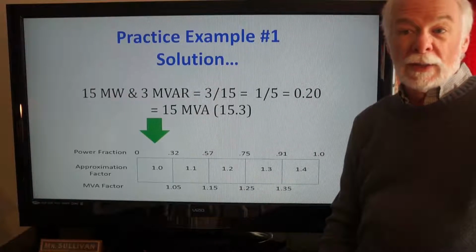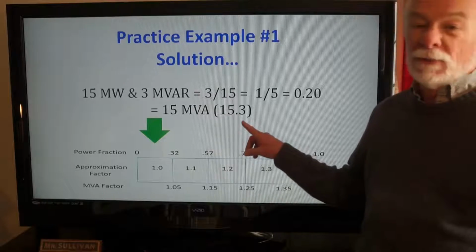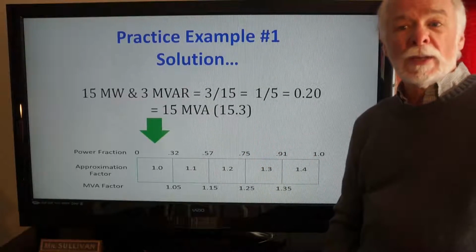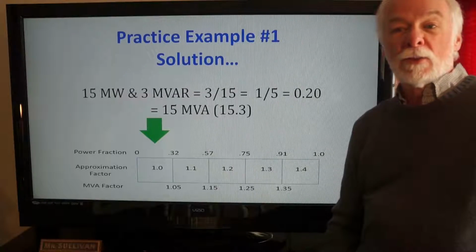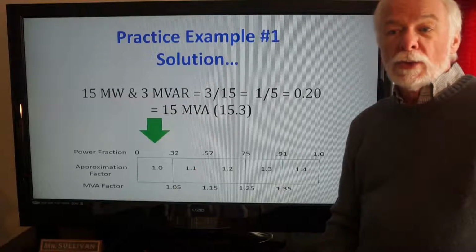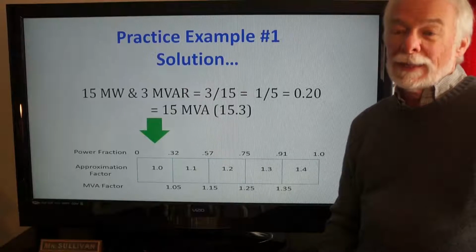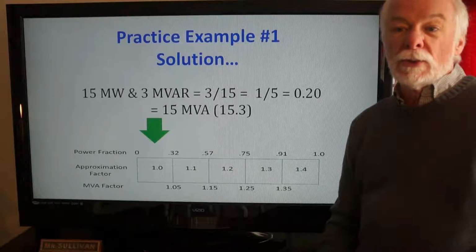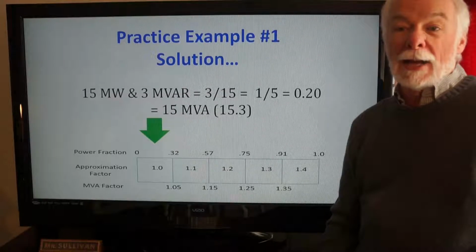If we had used the Pythagorean theorem and plugged 3 and 15 in, we would have gotten 15.3. So in this case, our approximation is within about 2% of the actual calculated value. And remember that using this slide rule, which I call Sullivan's slide rule 5.0, the approximate value you'll get will always be within about plus or minus 5% of the actual value.